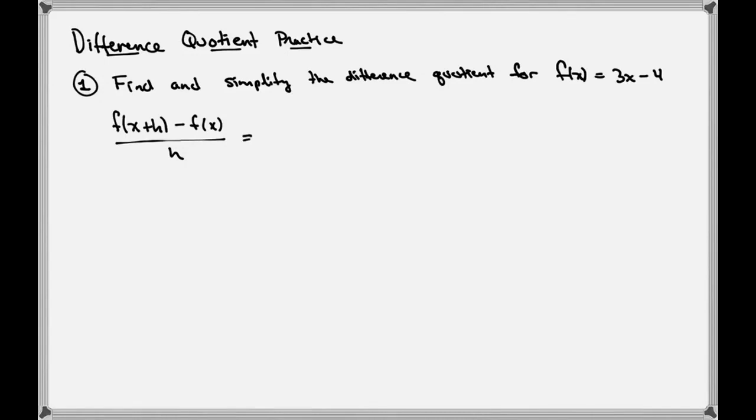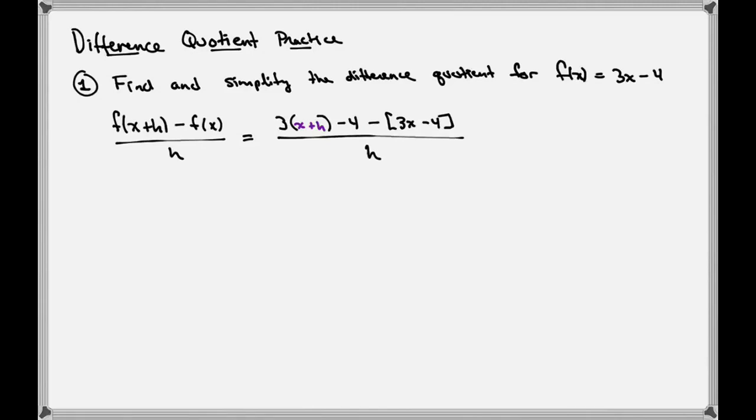The first thing we need to do is evaluate the function. The function takes 3 times the input and then subtracts 4 from the result. For the first term, it's f of x plus h, so I need to evaluate it at x plus h. I then need to subtract from that the value f of x, which in this case is 3x minus 4. Notice I put the brackets around there to ensure that the sign will be distributed in a moment. And I divide everything by h.